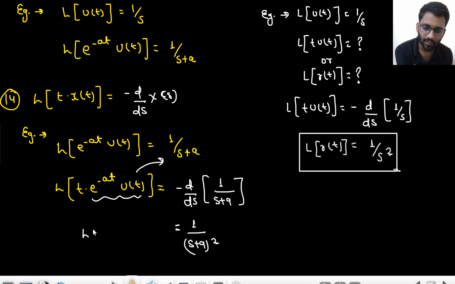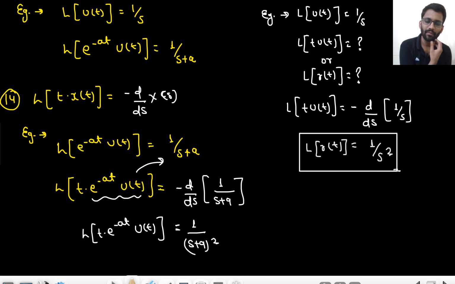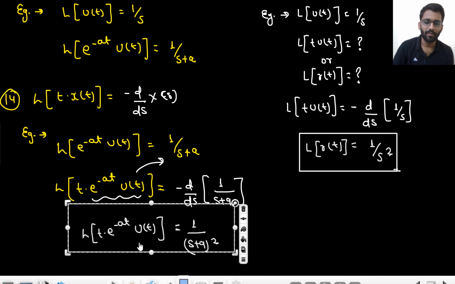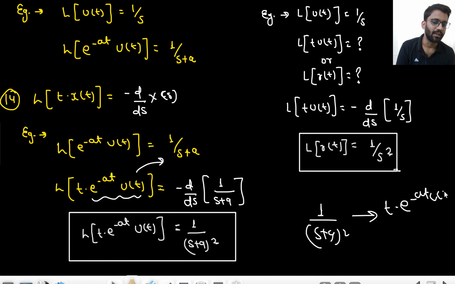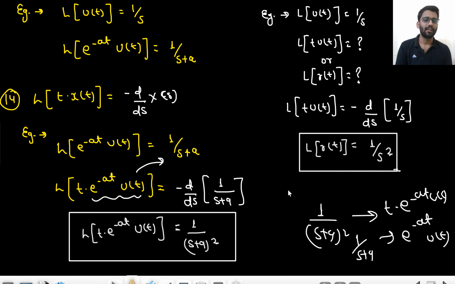So what is the Laplace transform of t into e to the power minus at u(t)? That is 1 upon (s plus a) whole square. So you should be able to write in both ways. If somewhere it is written 1 upon (s plus a) square, what should click in your mind? t into e to the power minus at into u(t). If somewhere 1 upon s plus a is written, what should click into your mind? It should be e to the power minus at into u(t). If somewhere 1 upon s is written, that means it is u(t). So these things should click in your mind.